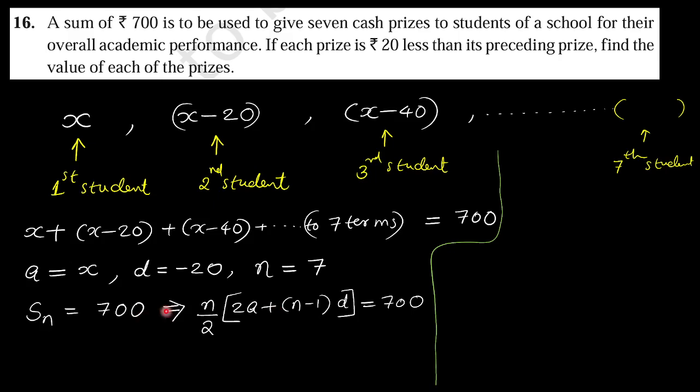Sum of n terms equal to 700. N is what? 7. Substituting, n is 7. 2 into a, a is x. N minus 1, n is 7, so this is 7 minus 1, 6. Common difference d is minus 20.